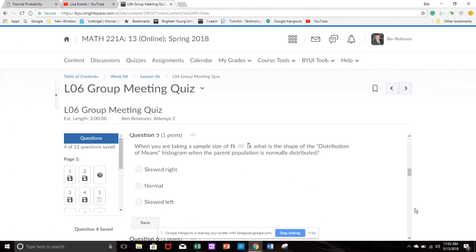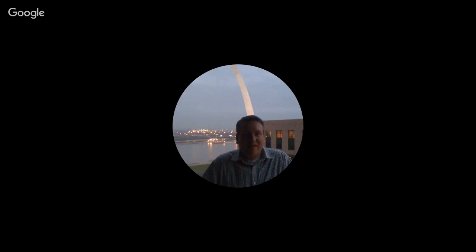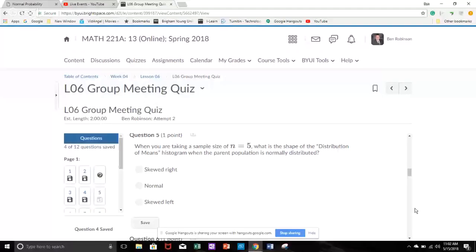When you are taking a sample size of n equals 5, what is the shape of the distribution of means histogram when the parent population is normally distributed? Okay, let me go to my notes. The population is normally distributed, so it's normal. Right. Yep, I agree. Okay, thank you.